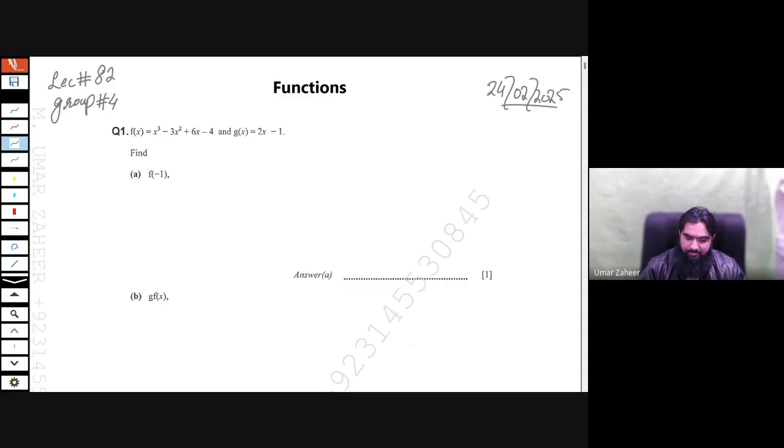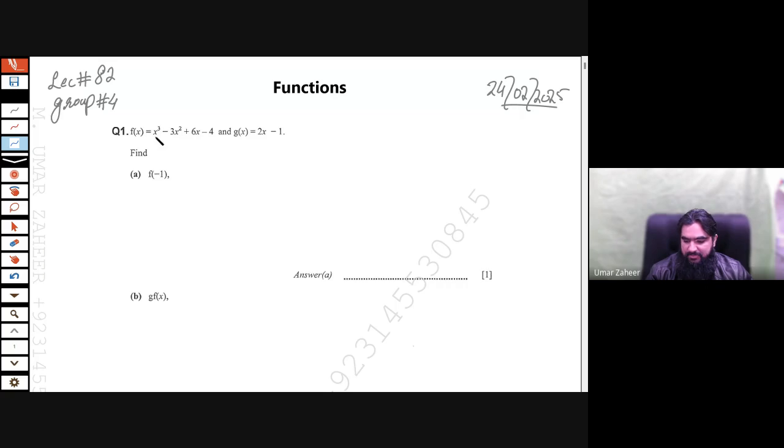So we are just going to be talking about a practice session on functions today. We have the first question. We have f of x is equal to x cubed minus 3x squared plus 6x minus 4, and the second function g of x is equal to 2x minus 1. He says that you have to find f of minus 1.